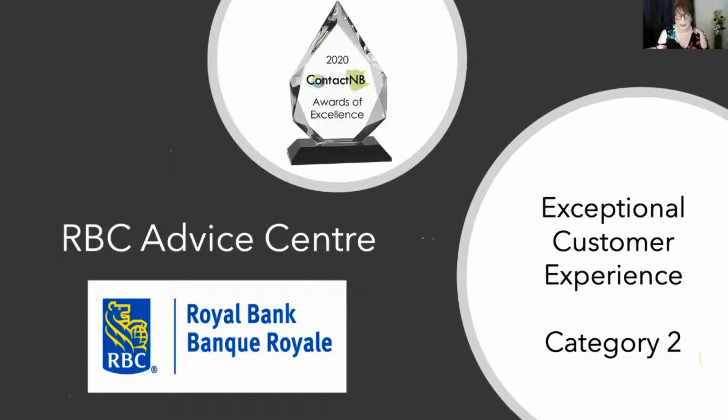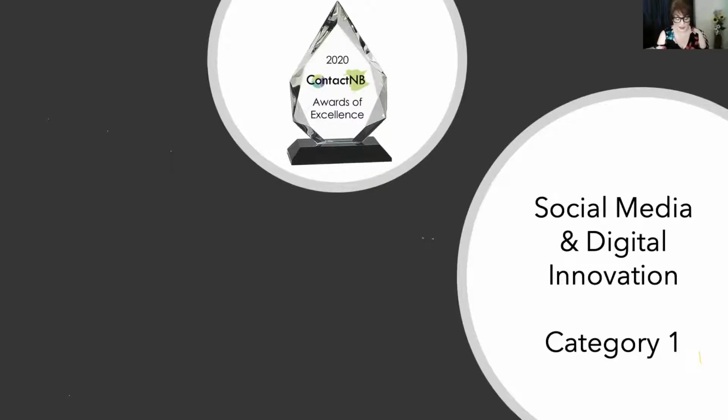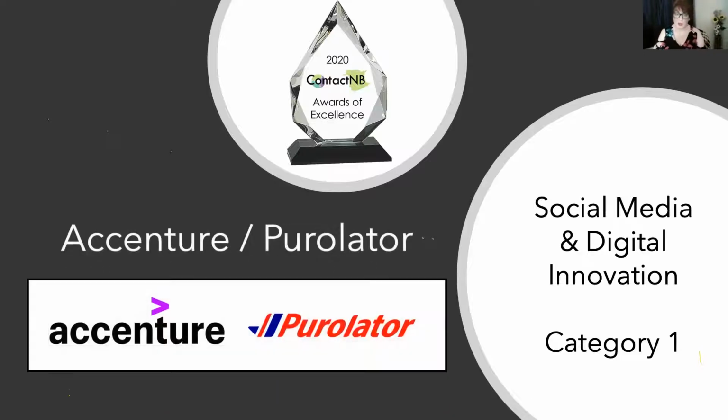The Social Media and Digital Innovation Award recognizes a contact center that has employed new technology, social media, processes, and/or organizational change in order to improve their customer and/or employee experience. Our judging panel found that one submission had a very compelling social media component to their presentation, while another had a very strong digital innovation component. So they have awarded a tie in this category, and we congratulate the following 2 award winners. Accenture for social media and Purolator for digital innovation. Congratulations to you both.